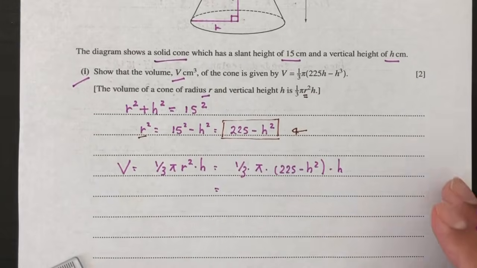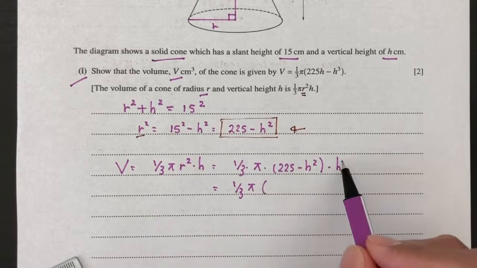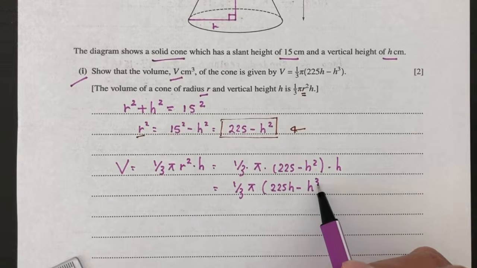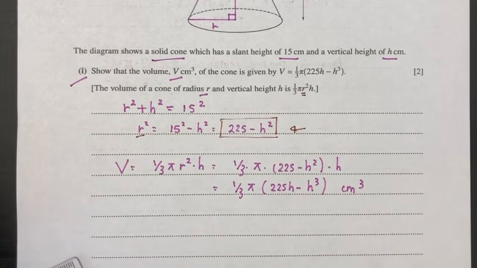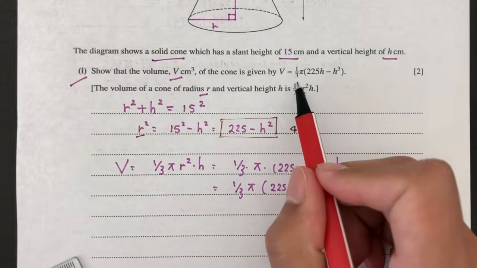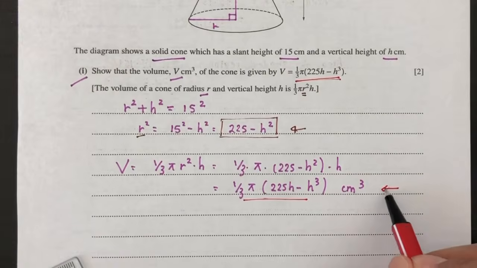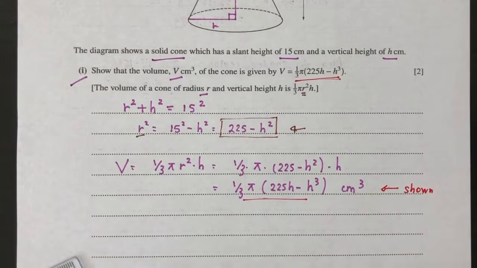Now if you simplify, that will become 1/3 pi. We send the h inside, you will have 225h minus h cube, centimeter cube. This is shown as required, so it's the same as this. So shown as required. Okay, now let's move on to part 2.